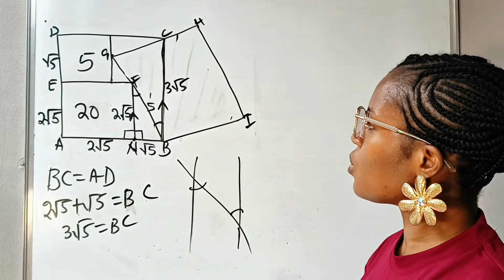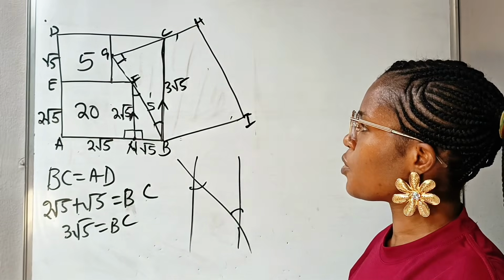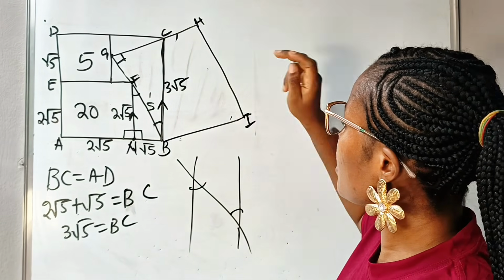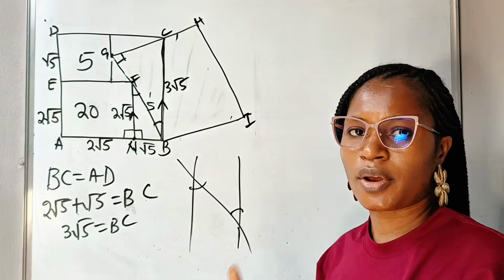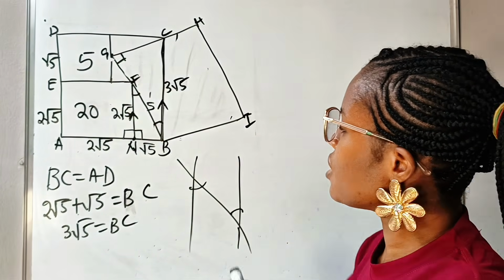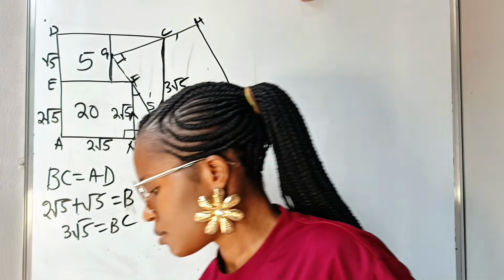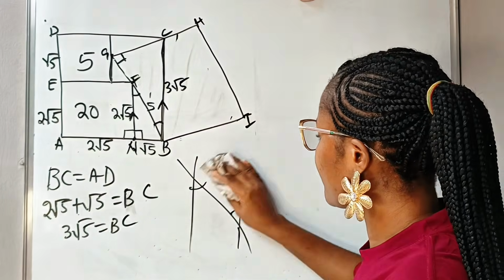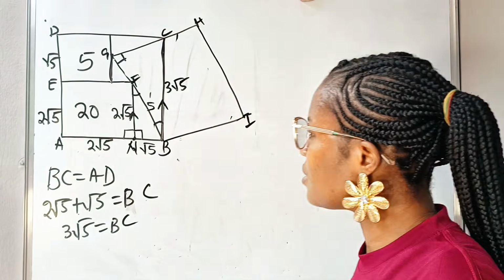And also, point G is a right angle. That is because BIHG, or GHIB, is a square. Therefore, point G is a right angle. Now, looking at this, where are we driving at?